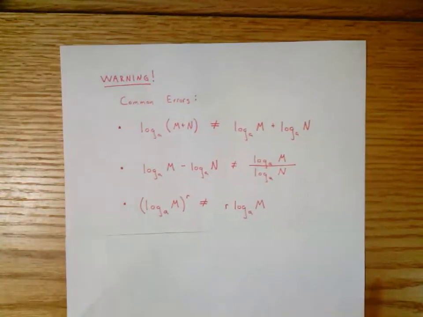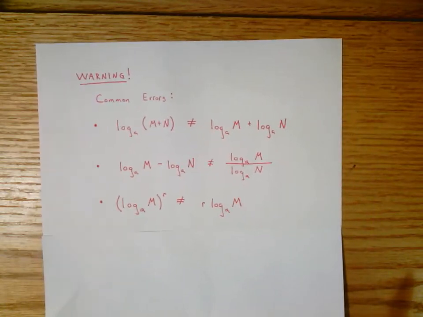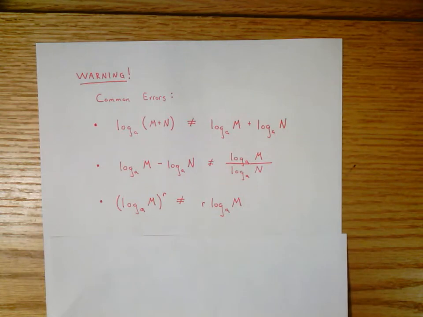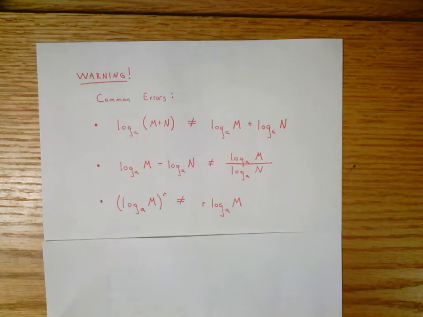All right. Just some warnings here for you really quick. Red letters, warnings. Your book's authors use the red letter warning on page 312. These are some common errors that you see people make when they don't fully understand the properties of logarithms, or they don't use the vocabulary correctly with products and sums and quotients and differences.